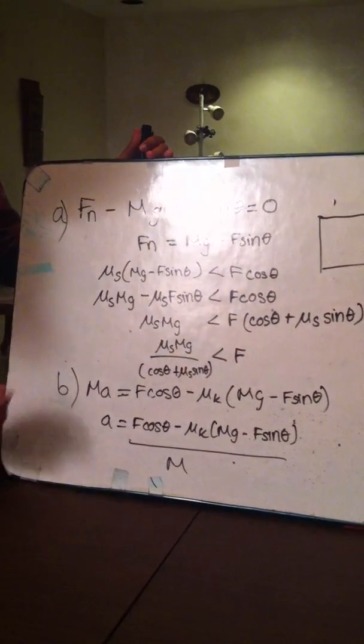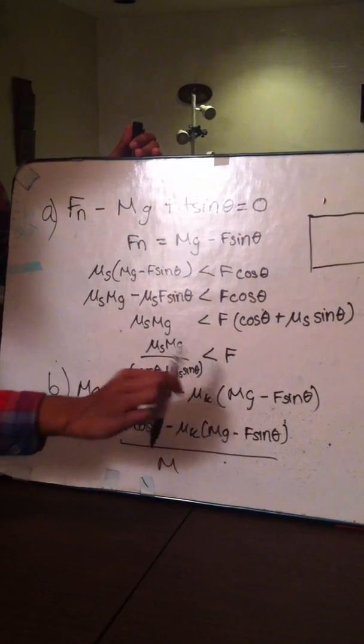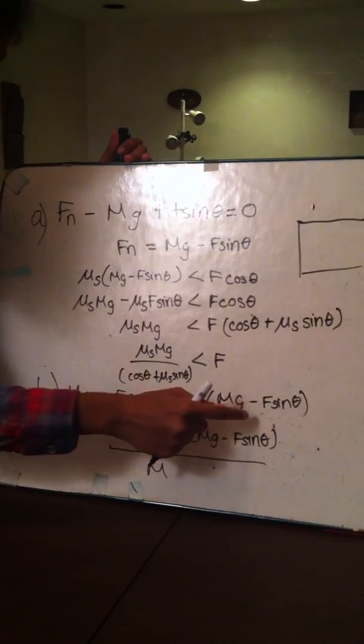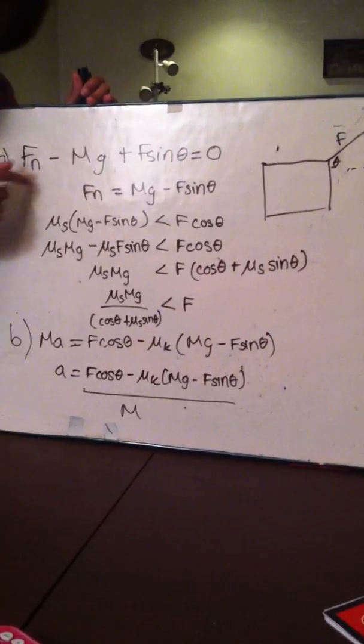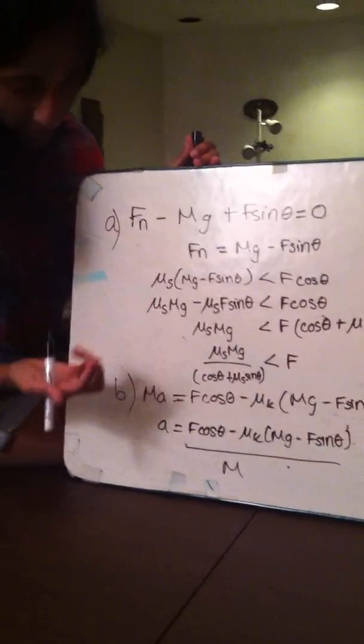For B, I put, for some reason, my normal force was F sine theta minus mg, but that doesn't make sense, as I explained up here what the normal force is.